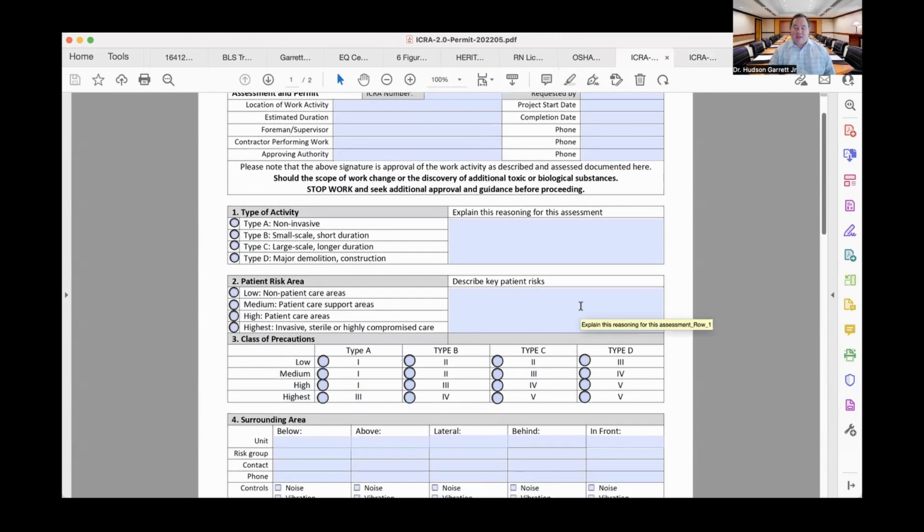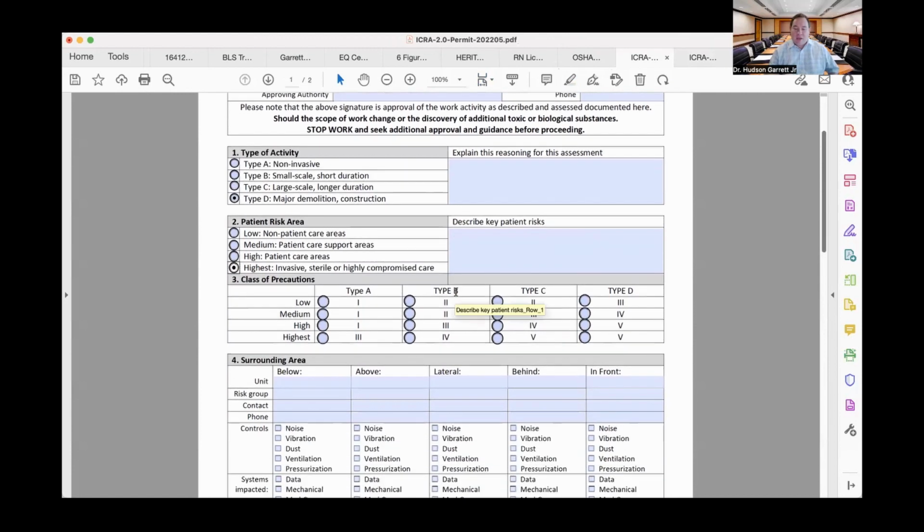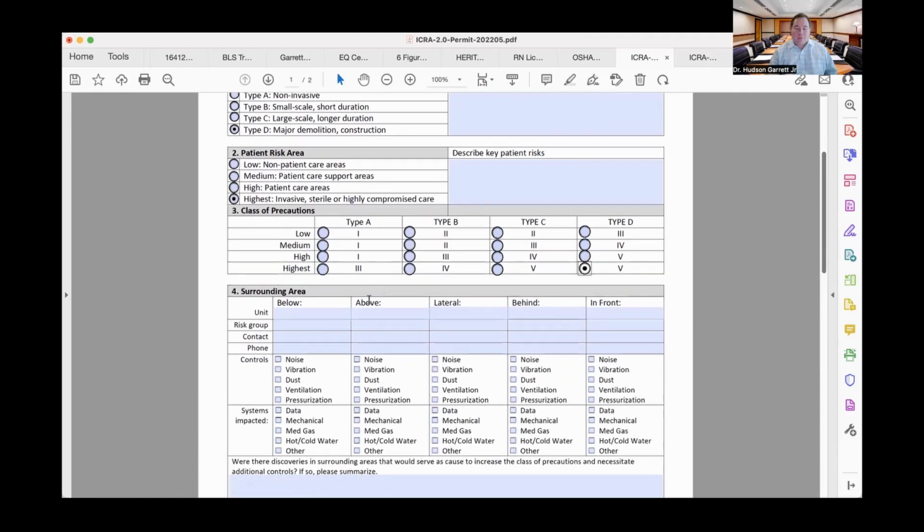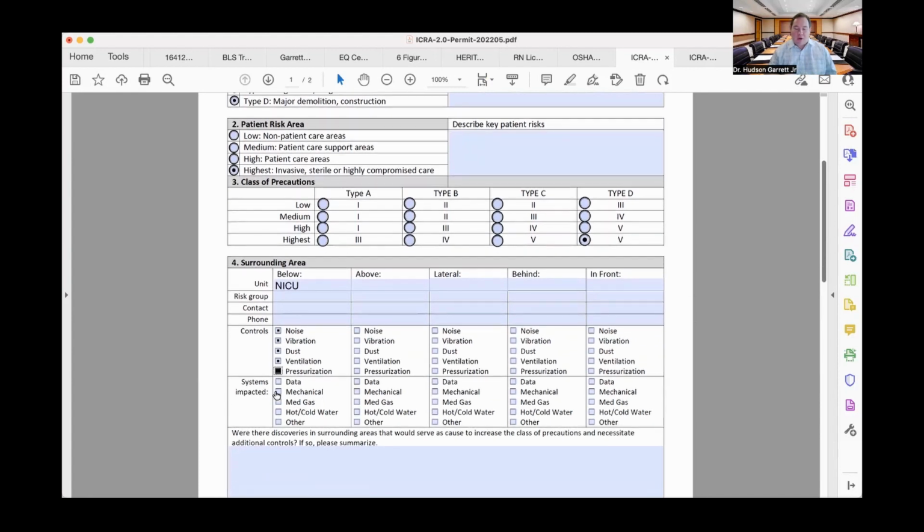But as we get down into this classification, we're going to say we're going to do type D. Based on Ruth's assessment, we're going to go with highest. So we know that if it's type D and it's highest, that's going to classify us there. Let's say that we want to look at the NICU. We can type that in here. We know that the risk group is extremely high because this is your highest risk patients. And let's say that we're going to actually take upon all of these controls. And we know that we're going to need mechanical, our gas, hot water, and let's just say some other things.